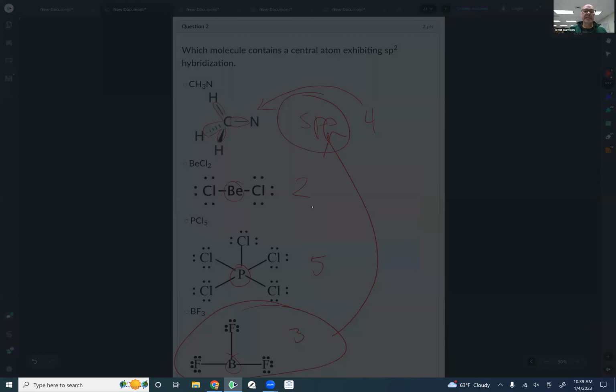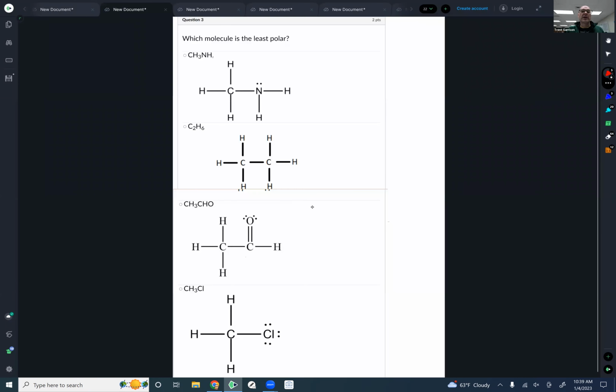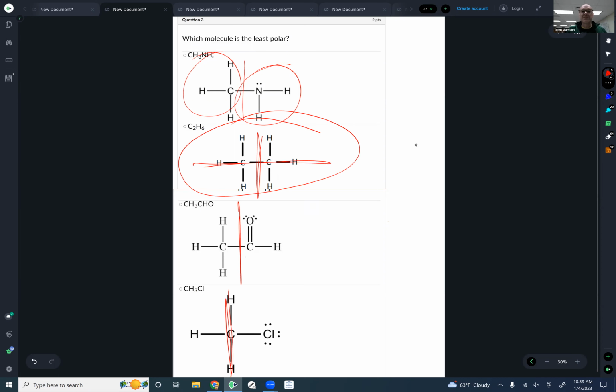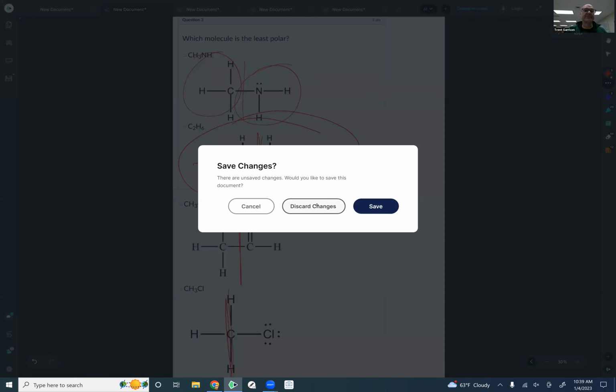Question number 3. All right, which molecule is the least polar? Well, it's the one that has the most symmetry to it. So if we were to cut this in half, this left side does not look like the right side. If we cut this molecule in half, the left side does look like the right side. If we cut it sideways, the top looks like the bottom. This is our best answer because we're not going to see this symmetry anywhere else. So C2H6 is your least polar.